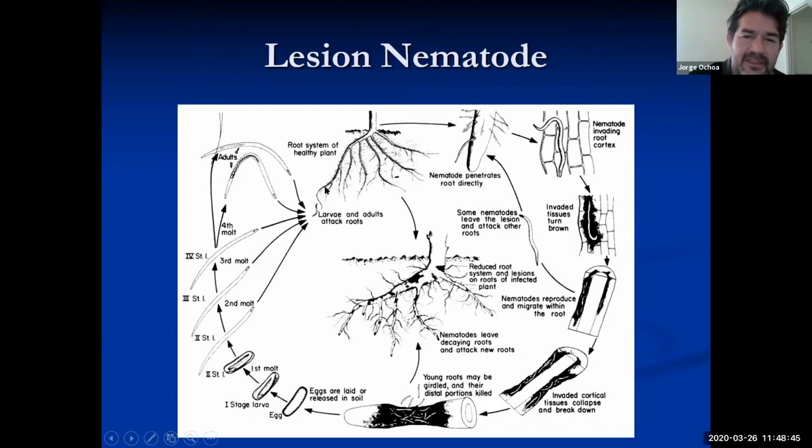The nematode is going to force its way into the root. As it forces its way in, it starts killing the cells, eventually creating wounds that may get infected as more nematodes move in or hatch. Then the damage is going to be greater until the root system is completely rotted, or it becomes an entry site for other pathogens that might kill the plant. So that's the lesion nematode.